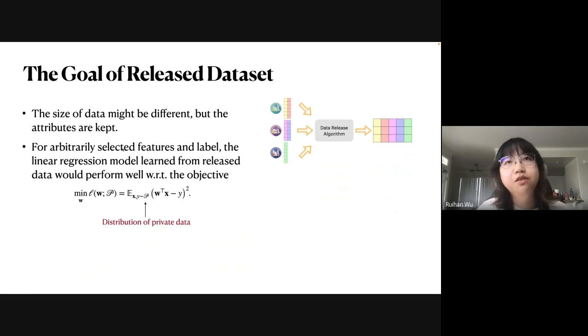For arbitrarily selected features and label, we hope that the linear regression model learned from the release data would perform well with respect to the objective here. The loss here is the expectation of your squared error, and the randomness of the data here is sampled from the private data distribution. So we assume that in the private data set, each row is sampled independently from the same distribution.